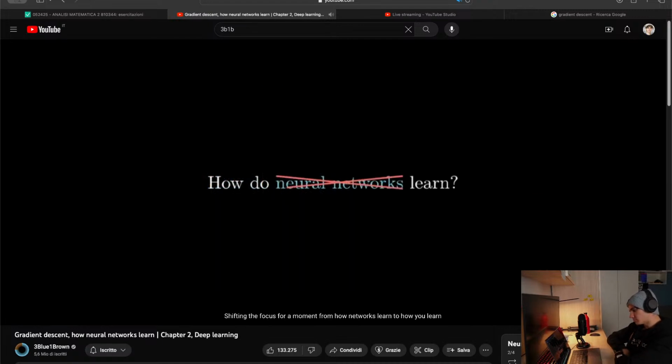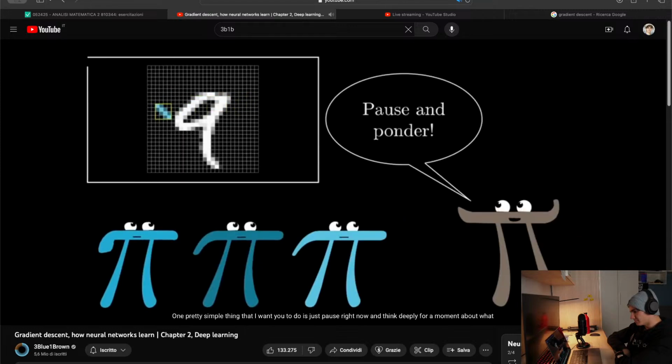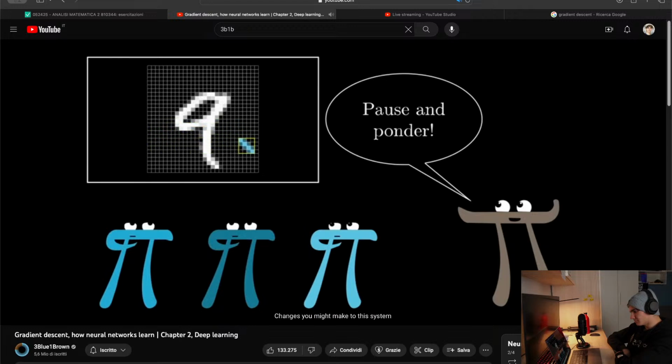Shifting the focus for a moment from how networks learn to how you learn, that'll only happen if you engage actively with the material here somehow. One pretty simple thing that I want you to do is just pause right now and think deeply for a moment about what changes you might make to this system and how it perceives images if you wanted it to better pick up on things like edges and patterns.